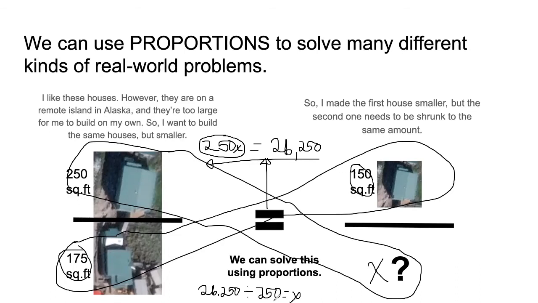So once again, you can use your calculator for this. 26,250 divided by 250. Let's see what we get. Okay, 105. That's your answer. So in order to make this proportional, this has to be 105 square feet. This is something you should be writing down. You should be writing down how we solve this.